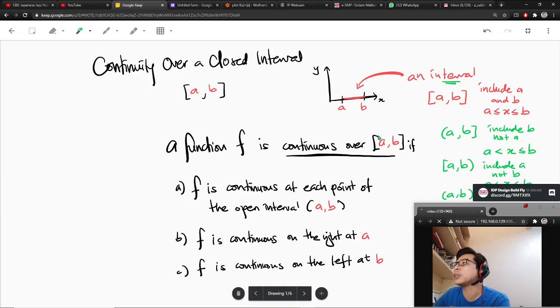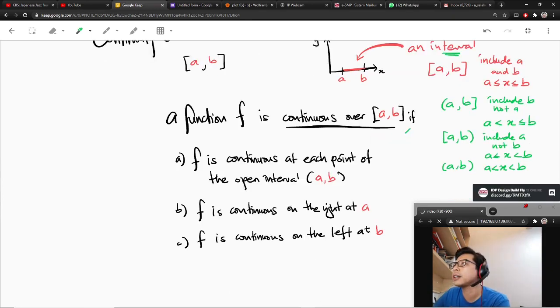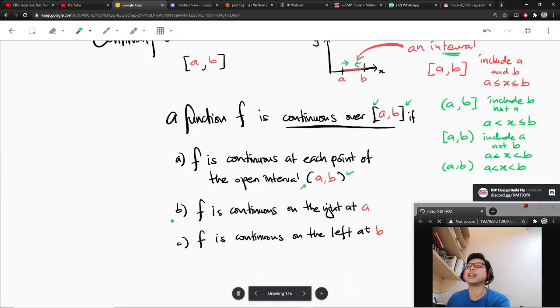Remember, pay attention to this square bracket. I'm using square bracket here. Oops, I'm using square bracket here. Okay, if f is continuous at each point of the open interval a b, notice the bracket, round bracket. Okay, f is continuous on the right of a, right here, that means right here, and f is continuous on the left of b.